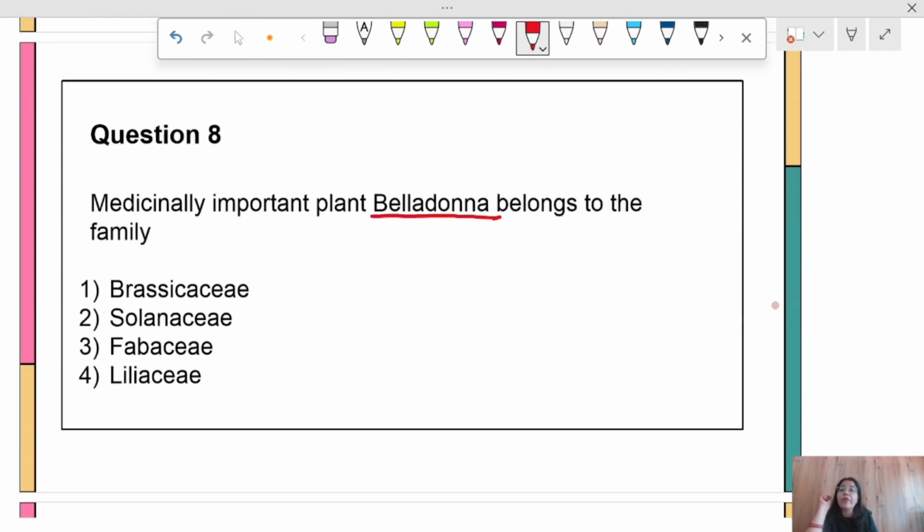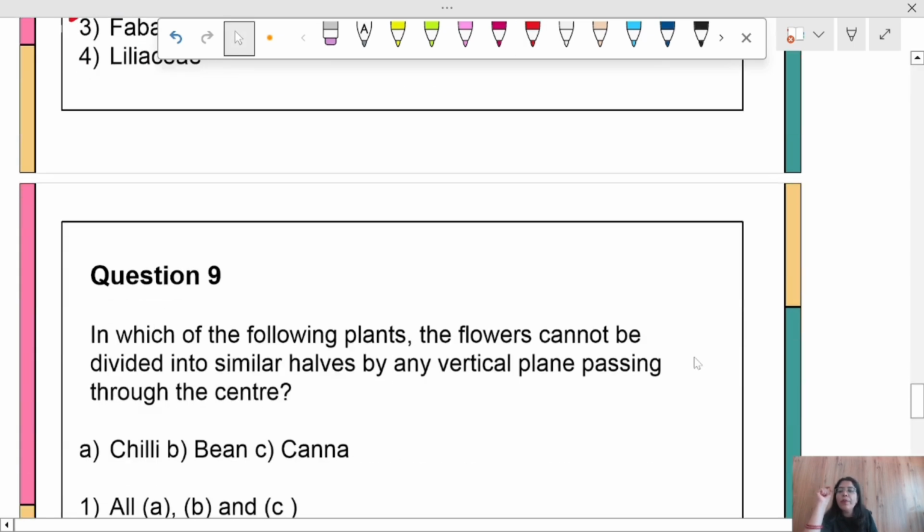Now, medicinally important plant, belladonna. It belongs to which family? Belladonna belongs to Solanaceae. Can you write in the comments which are the medicinally important plants of the lily family and Fabaceae family? Please write in the comments if you know, right?